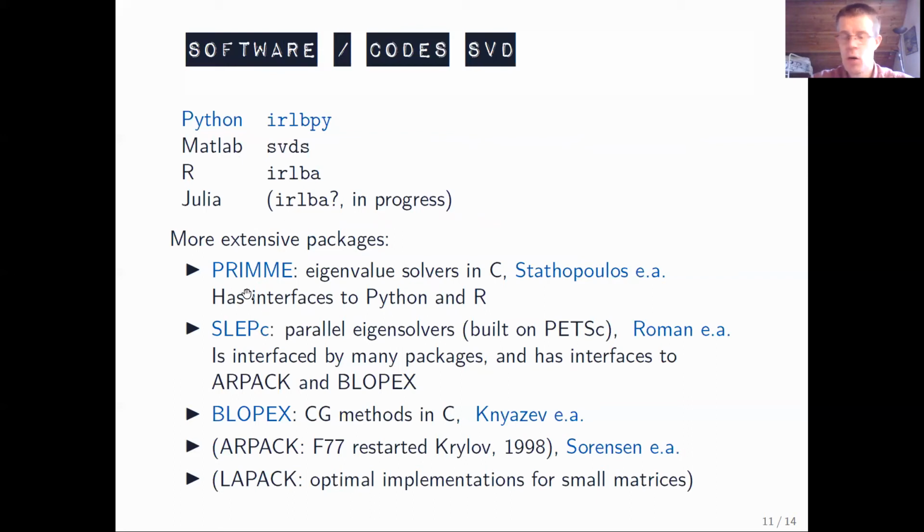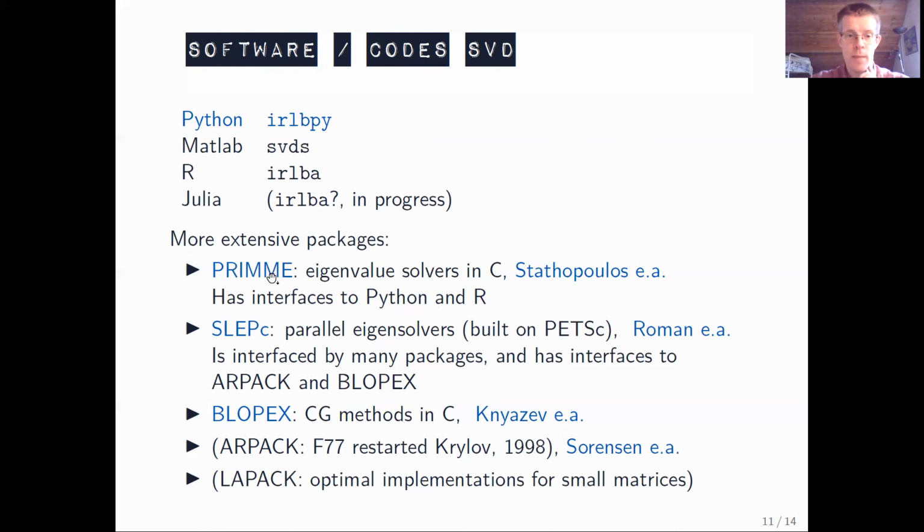Extensive usually means there are all kinds of eigenvalue problems, like the singular value decomposition, but also ordinary eigenvalue decomposition, generalized eigenvalue decomposition, quadratic eigenvalue problems, polynomial, like cubic eigenvalue problems. There are matrix functions sometimes, also important for networks nowadays. So you can have a look at these packages if you need more than this, and often they have nice interfaces to, for instance, Python or R.